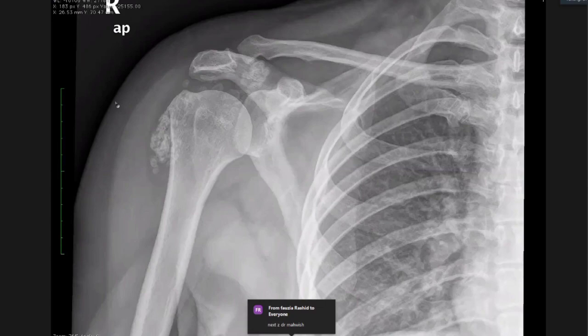So these findings are suggestive of synovial osteochondromatosis, and since they appear to be of uniform size, I'm suspecting primary synovial osteochondromatosis. Right. And no other aggressive lesion noted, no periosteal reaction or soft tissue abnormalities seen in the provided image.